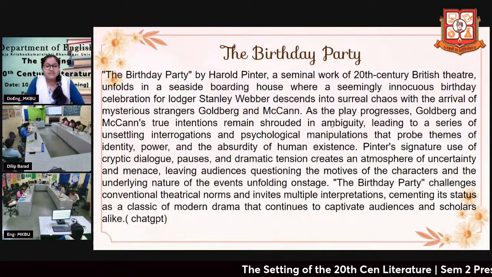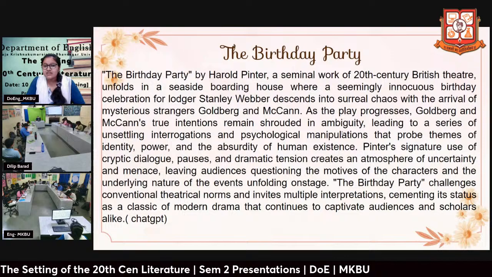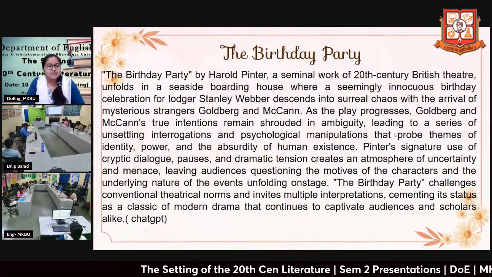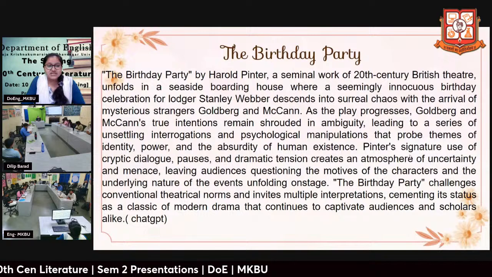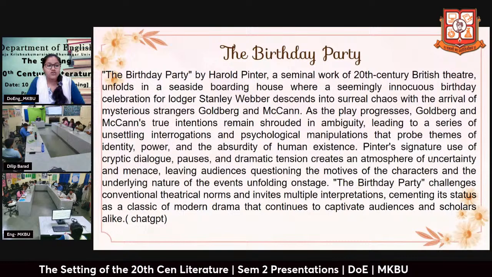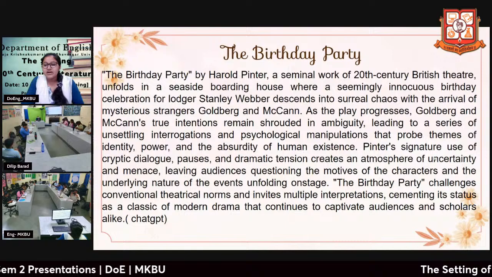The Birthday Party by Harold Pinter is a seminal work of 20th century British theatre, which unfolds in a seaside boarding house, where a seemingly innocuous birthday celebration for lodger Stanley Webber descends into chaos with the arrival of mysterious strangers, Goldberg and McCann. As the play progresses, their true intentions remain shrouded in ambiguity, leading to a series of unsettling interrogations and psychological manipulations that probe themes of identity, power, and the absurdity of human existence.